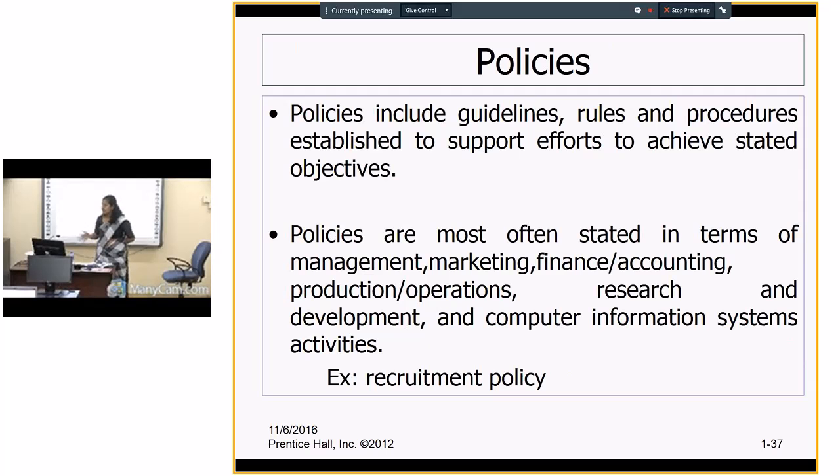For example, we can say the recruitment policy. Under the recruitment policy, we might say if you want to be permanent, you should have these qualifications. Understood? You have to have the master's degree or this degree or that degree, and so forth. We give our recruitment policy. So that is one kind of policy. Therefore, broadly, a policy highlights the company guidelines, or the rules and regulations, to achieve our stated objectives. Understood?